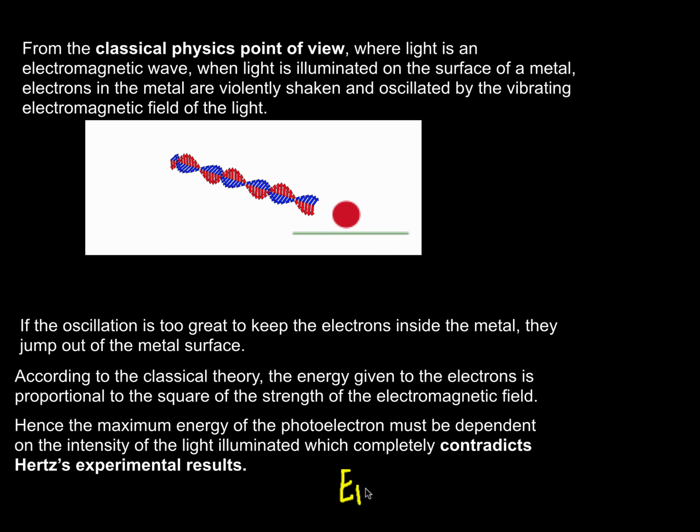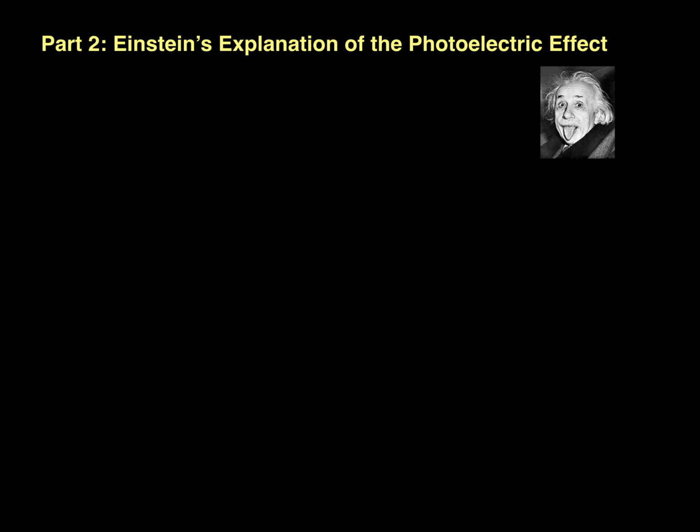In other words, classical physics predicts that the kinetic energy of the electron should be proportional to the intensity of the light, but this is not what Hertz found in his experiments. Part 2. Einstein's explanation of the photoelectric effect. The fact that classical physics couldn't explain Hertz's discovery when he was studying the photoelectric effect was troubling to scientists.